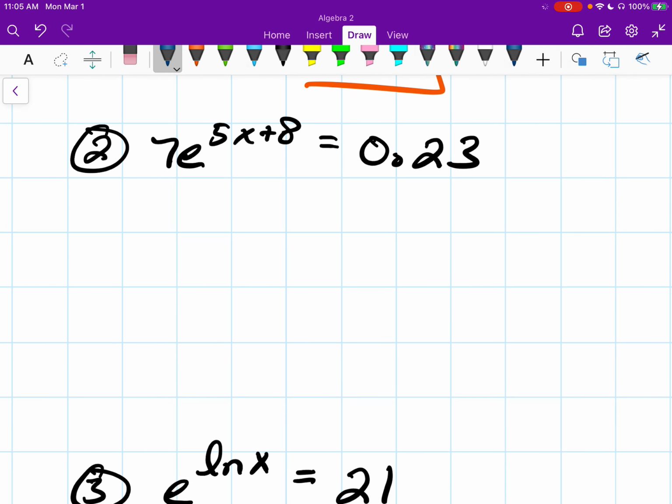So like I suggested in the last one, I'm going to take a natural log of both sides. But before I can do that, I need to get rid of this 7. So I'm going to divide both sides by 7, and I'll have e to the 5x plus 8 equals 0.23 divided by 7. Let's just leave it as 0.23 over 7. That'll keep it more precise.